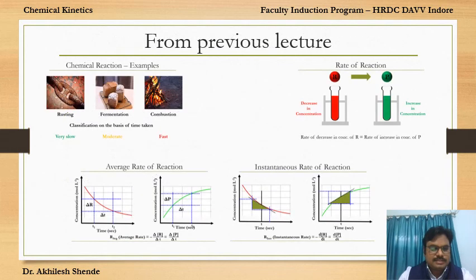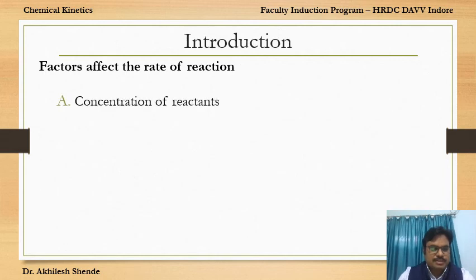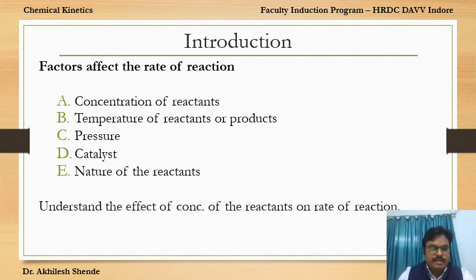Let's start the lecture. In the previous lecture, we studied examples of chemical reactions, rate of reaction, its mathematical expression, and the average and instantaneous rate of reaction. I also discussed the different factors which affect the rate of reaction. These factors are concentration of reactant, temperature, pressure, catalyst, and nature of the reactant. In this lecture, we will understand the effect of concentration of reactant on rate of reaction.